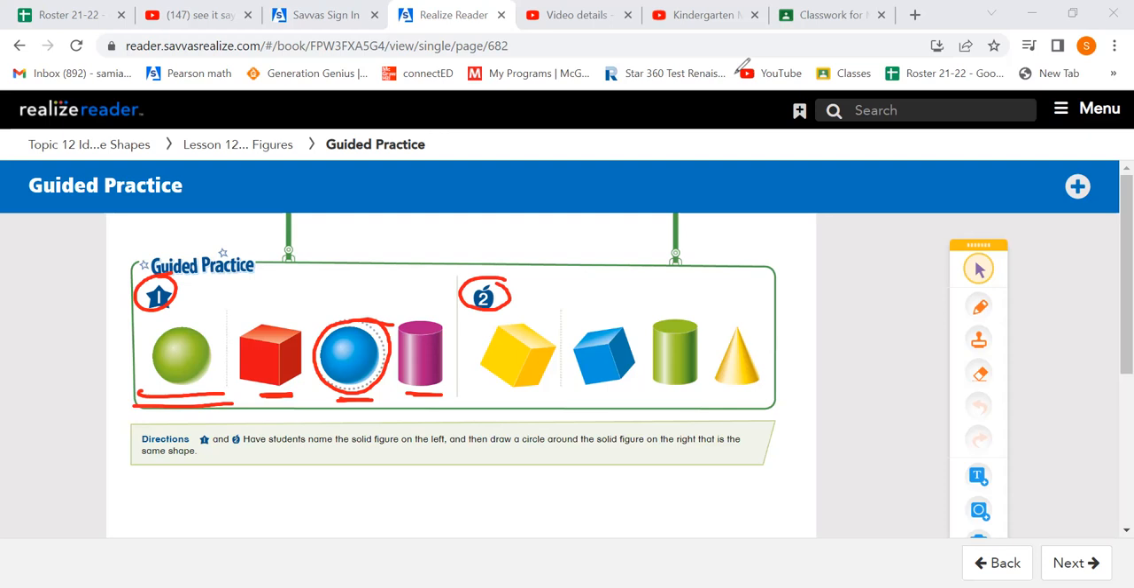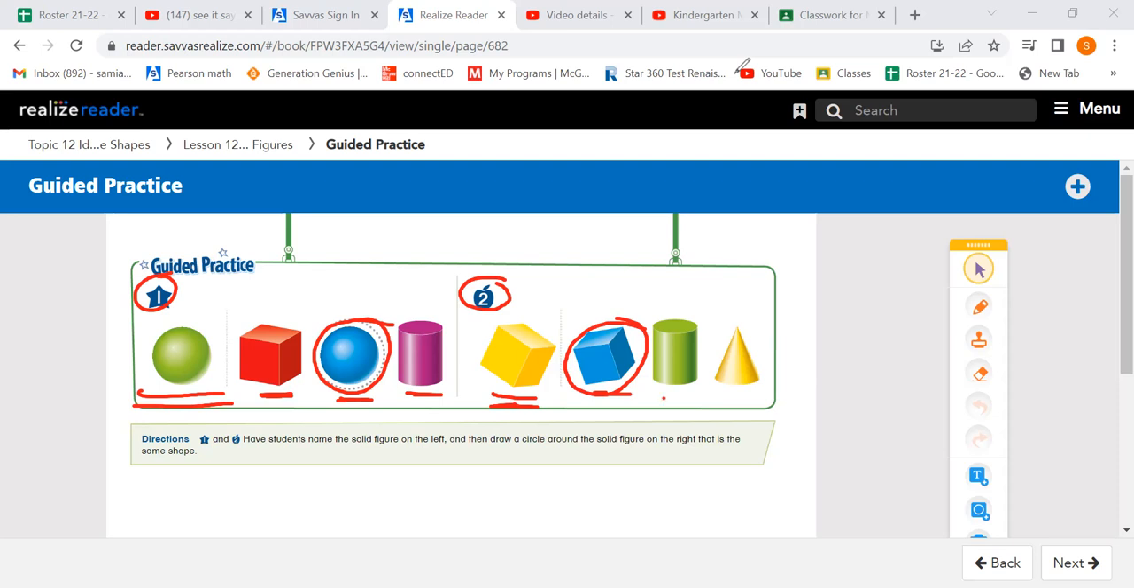Let's look at number two. So we're going to look at the first object. What do we call that object? A cube. So we're looking for another cube. Let's look at our first object. What do we call this object? A cube. So we are going to circle it. The cube matches the cube.